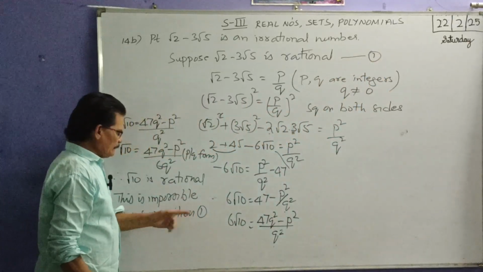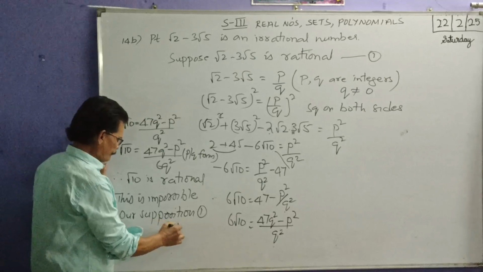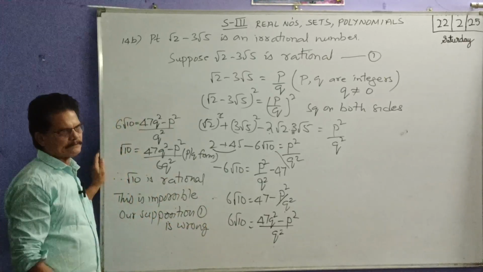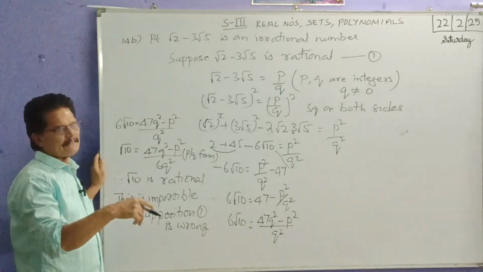Our supposition one is wrong. Then our supposition becomes wrong. The alternative is right. The alternative: rational is wrong.